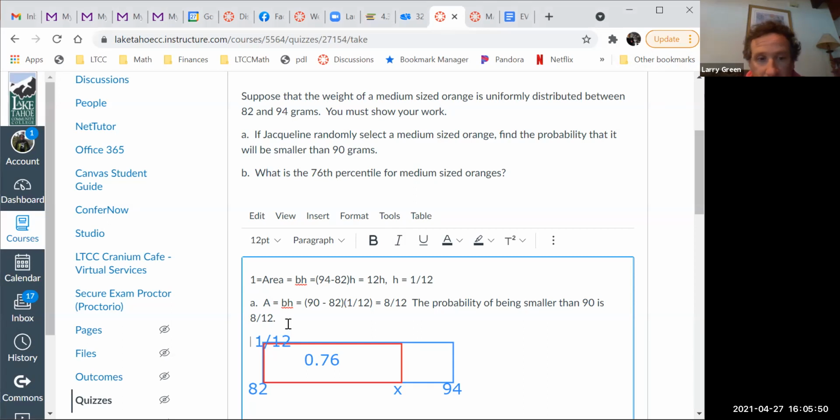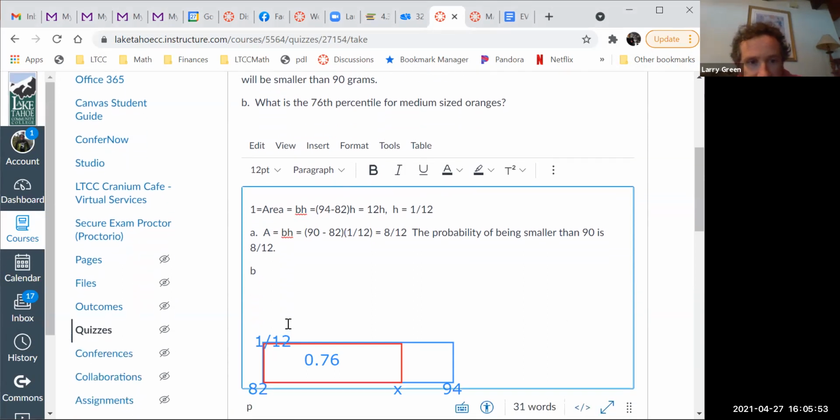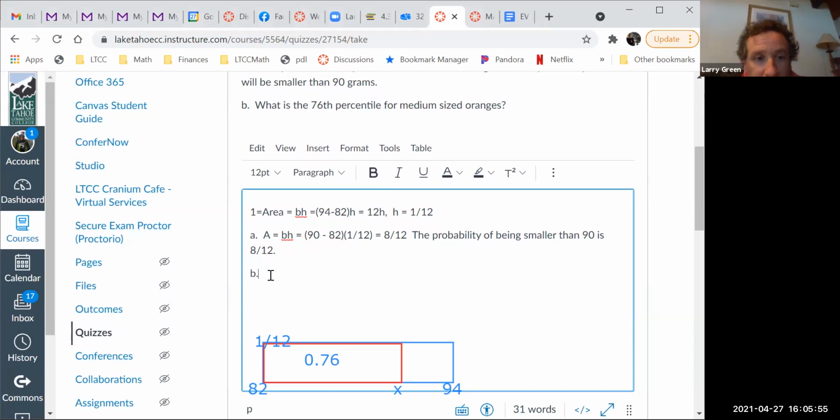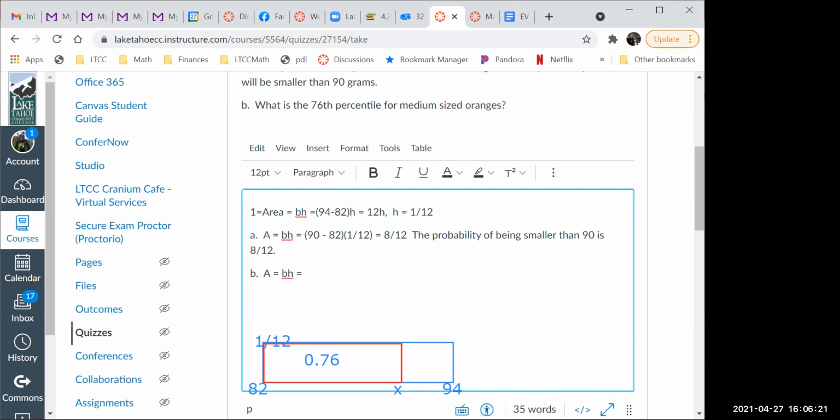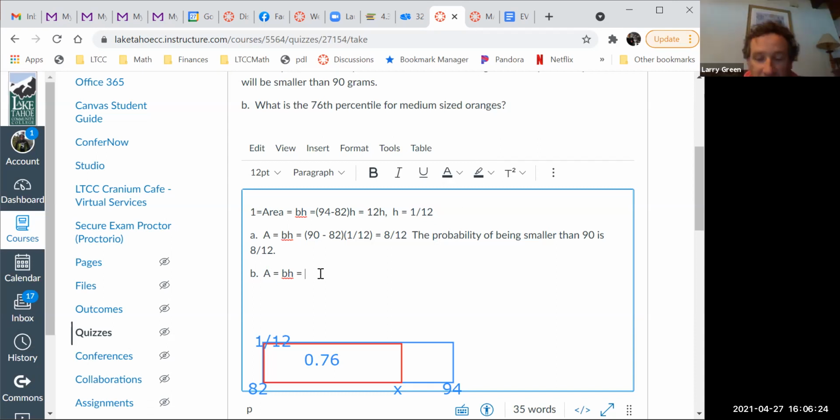All right, so I can write B. I think this will still work. And again, I'm just going to write, just blindly almost, area equals base times height. Do I know the area of the rectangle? What do you think? 0.76. Yeah, it's 0.76 because that's given. That's what it means for the probability of being less than that value to be 0.76.